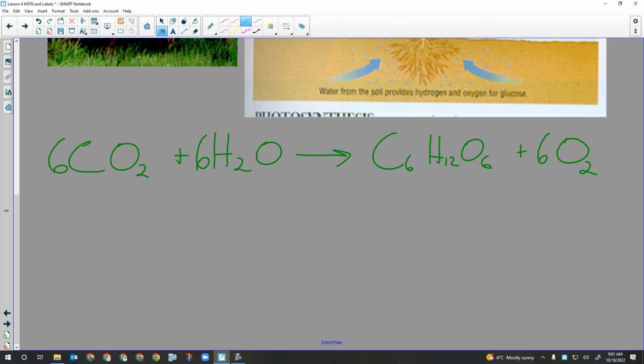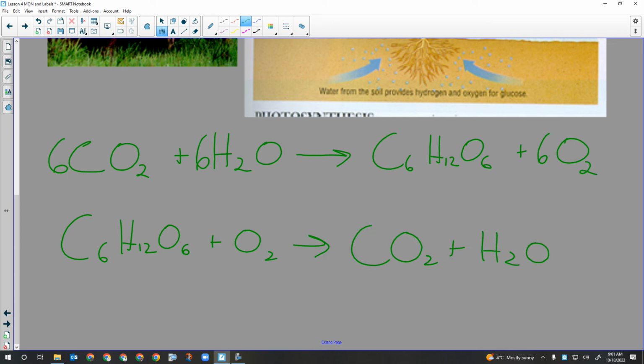Okay? Now, here's the other process that goes on. This is what plants and animals do when they get their glucose. Does that look more like a combustion reaction? And it is this reaction reversed, is it not? Okay, so this reaction here is photosynthesis. This reaction here is cellular respiration.